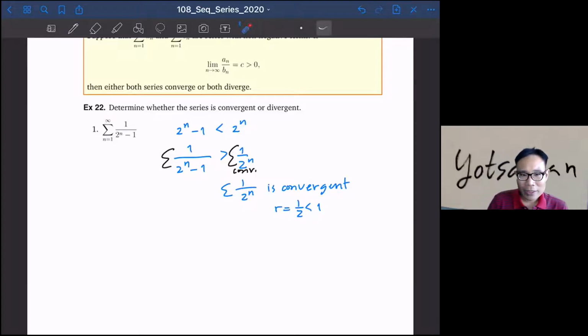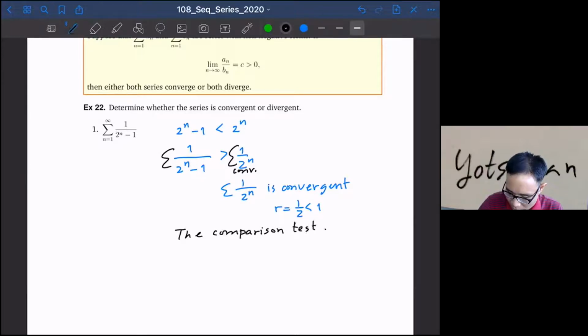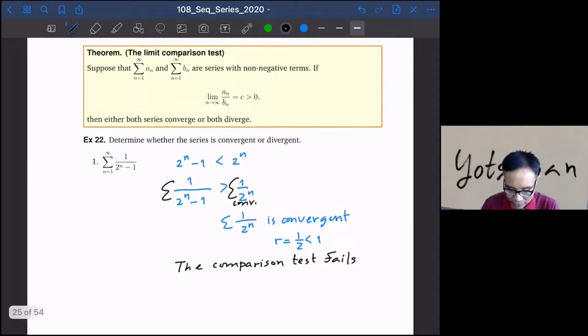How would we test whether this series is convergent or divergent? The comparison test fails. So what will happen if the comparison test fails? The thing that we can use is going to turn out to be something close to the comparison test. It's going to be called the limit comparison test.